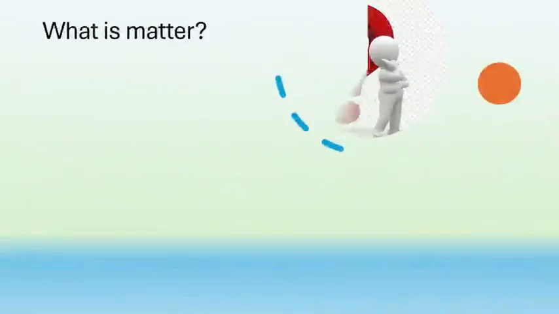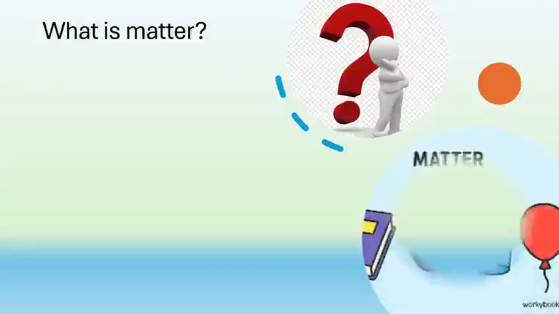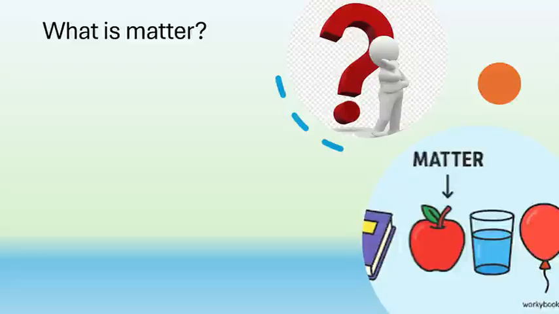Then, what is matter? Let's think, what is matter? Before we think, let's look through our environment and look at the things we can see and mention their names, possibly. I have a book, an apple, a glass of water, and a balloon. These are the things within my environment. What are yours? All these things fall under the concept of matter. Then what is matter?